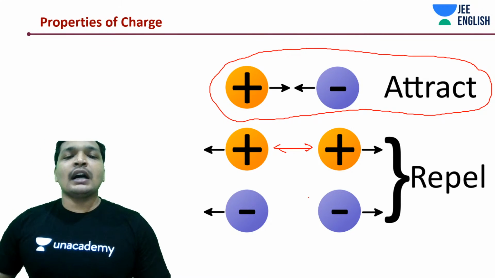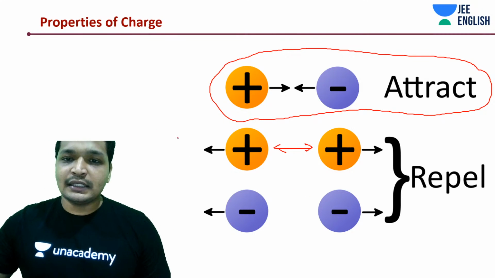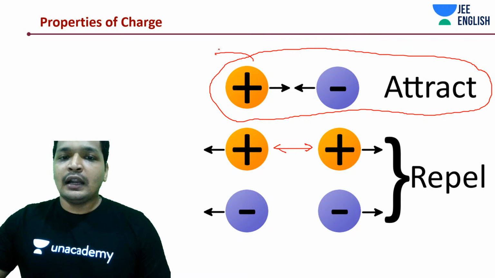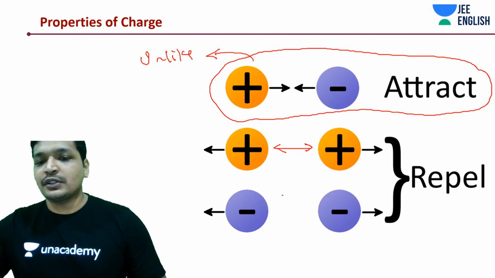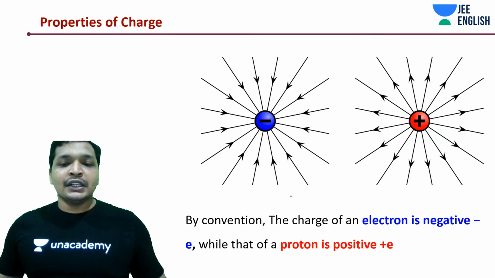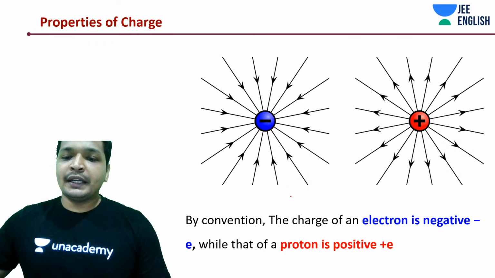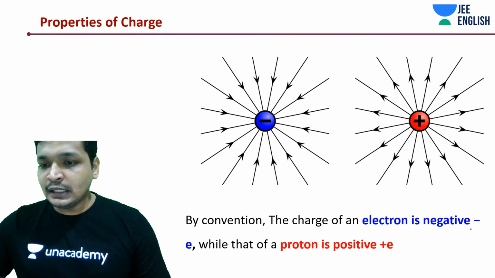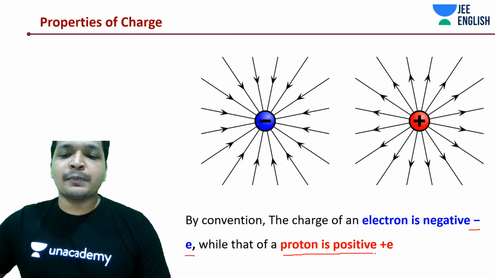That being said, yes, positive and negative charges attract. Like charges means something that has the same kind of charge. In this case, positive repels positive, negative repels negative. By convention, the charge of an electron is negative, indicated with minus e. If you notice, minus is over here, minus e, while that of a proton is positive.